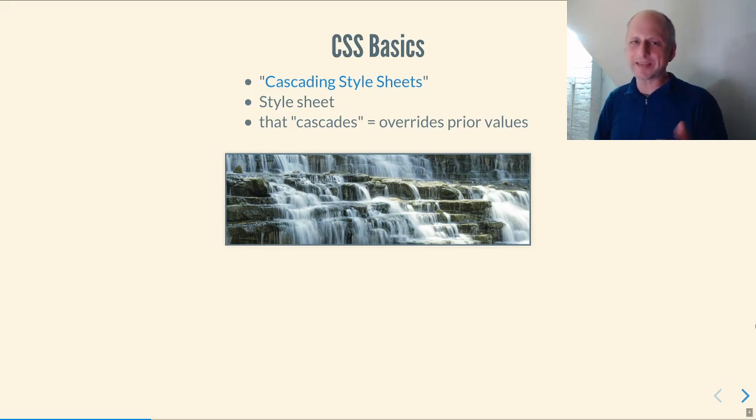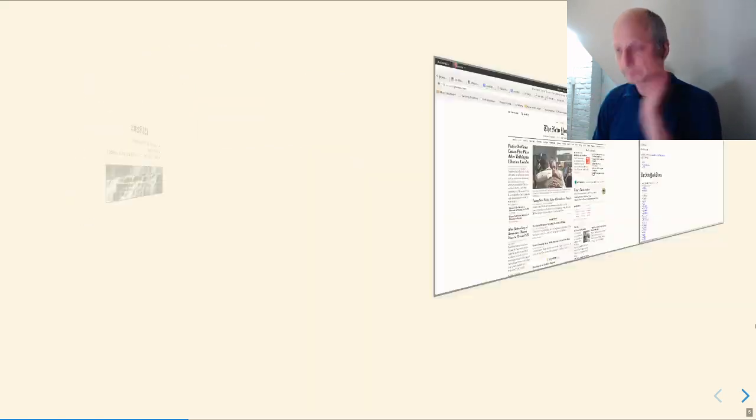They're cascading because in CSS, values override each other. They cascade down this waterfall from one level to the next, and there are multiple ways in which that cascade functions. You don't have to understand everything. We try to come to grips with it a little bit.